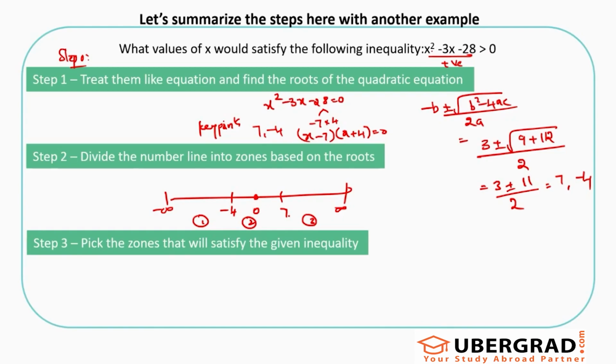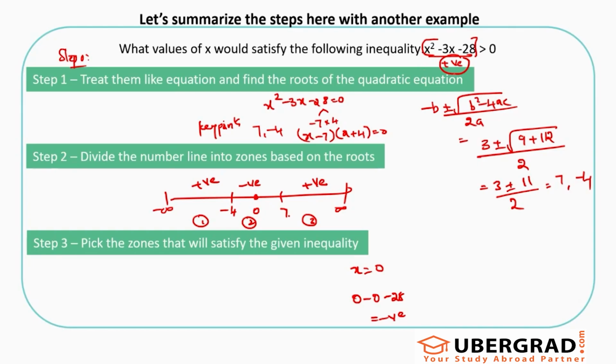Let's substitute it here. If x is 0, it's 0 minus 28. What is this sign? This is a negative sign. That means this entire zone is negative. If this is negative, this has to be positive and this has to be positive. And as per the question, should I have positive or negative? I need positive because this expression is supposed to be greater than 0, which means this has to be positive.